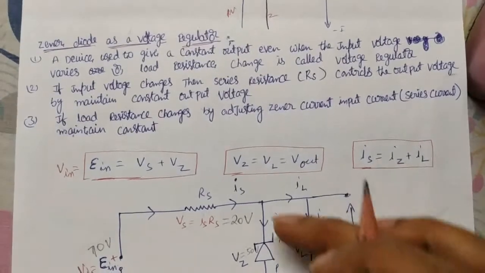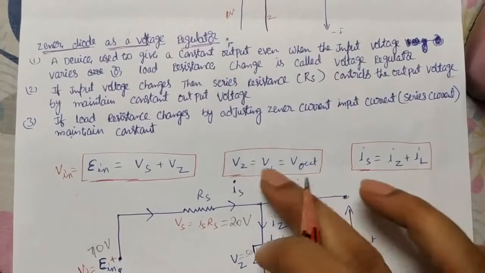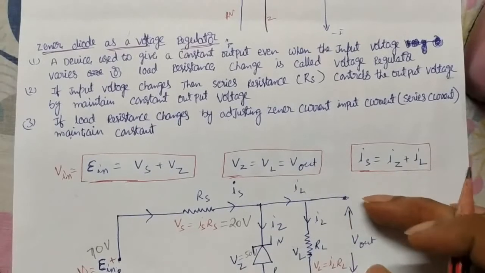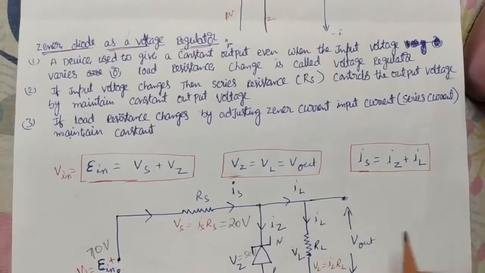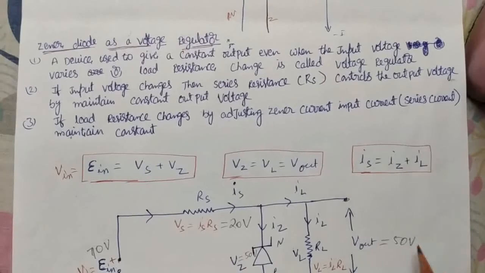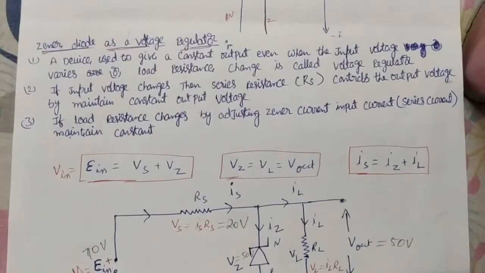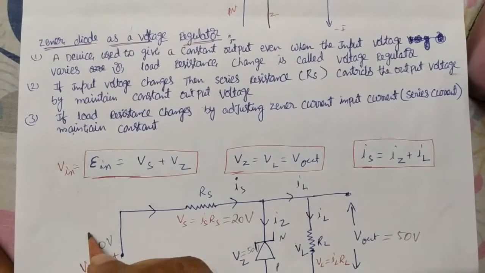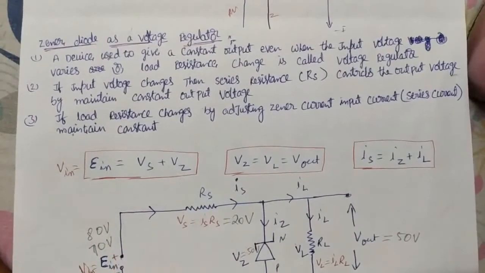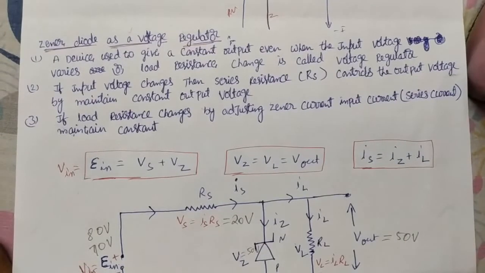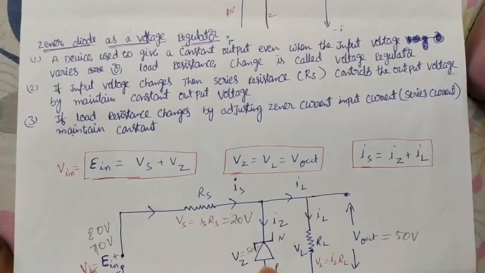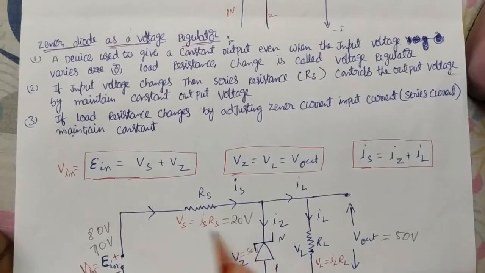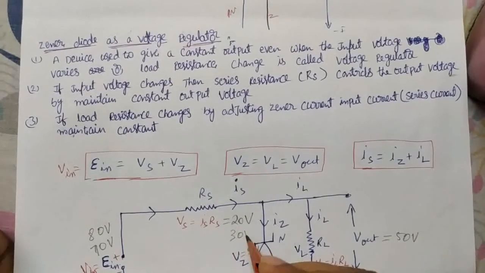So then what happens here? 50 volt means across the load resistance also 50, because it is parallel, and output also 50. So we get an output voltage of 50 volt. Suppose due to some changes, the input suddenly increases from 70 to 80. Then what happens? Keeping this potential constant, which the Zener diode is maintaining, V is equal to 50 only, but the remaining excess 10 goes across the series resistance. Here it becomes 30.